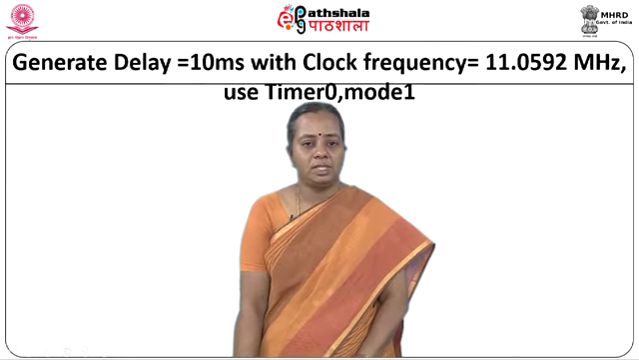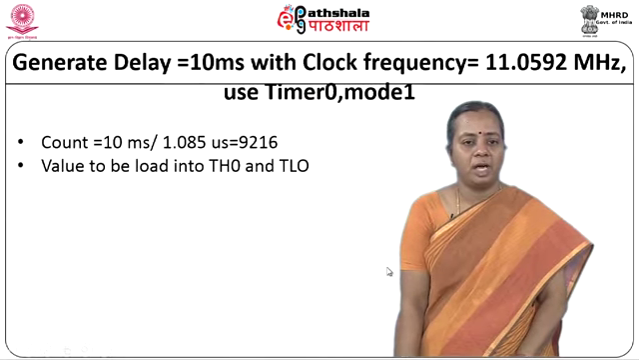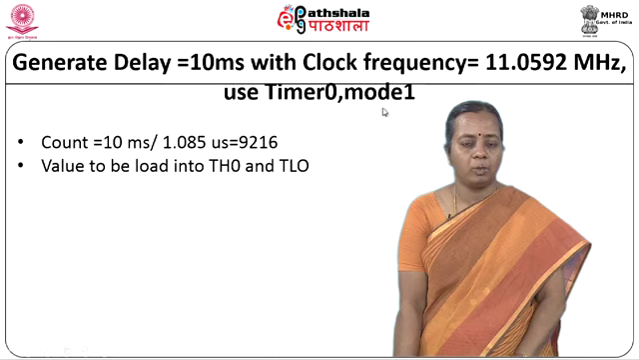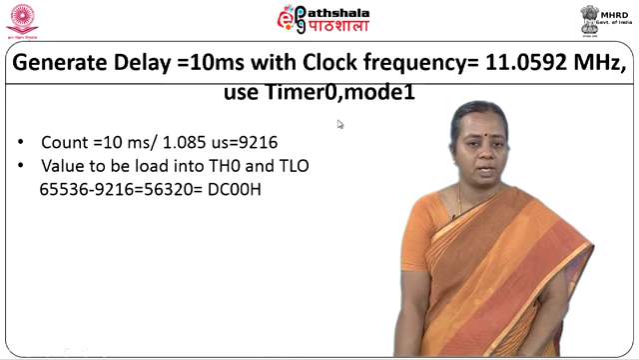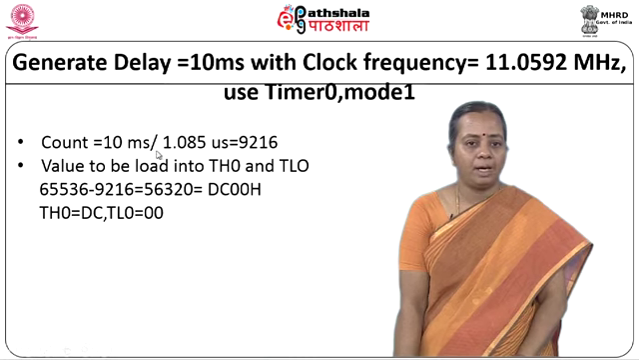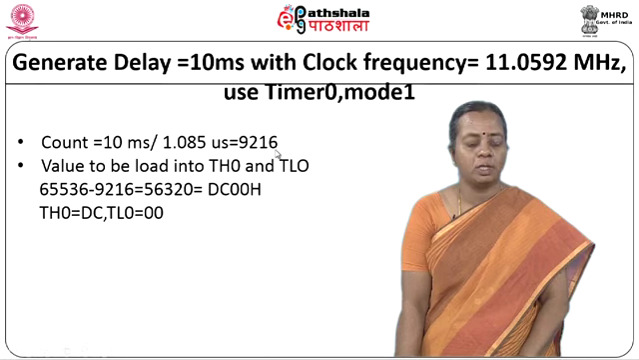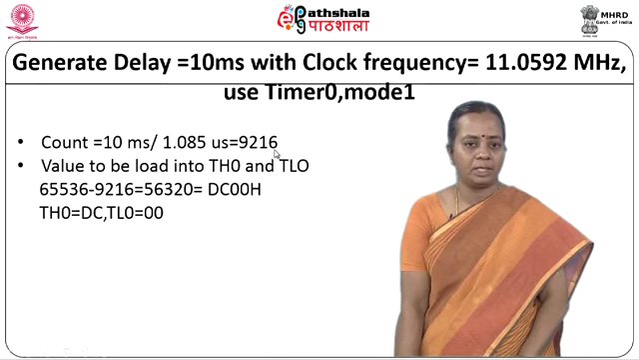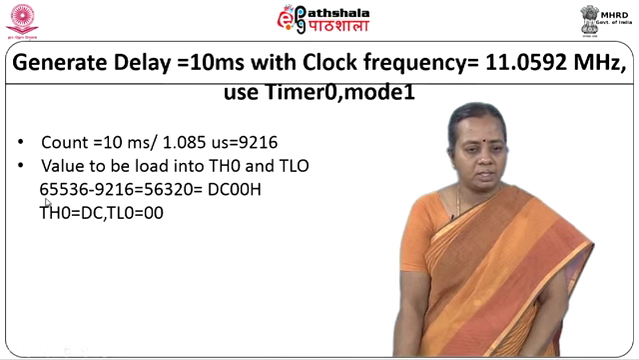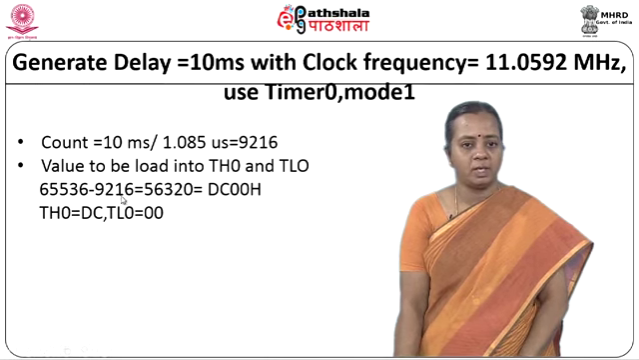Now, this is a typical example. I want to generate a 10 millisecond delay with 11.0592 megahertz, timer 0 and mode 1. Mode 1 is 16-bit, and timer 0 is used. So, first I divide 10 milliseconds by 1.085 microseconds, which gives 9216 counts. This many clock cycles I need to wait. Now, the value to be loaded into TH0 TL0 is 65536 minus 9216, which equals 56320.